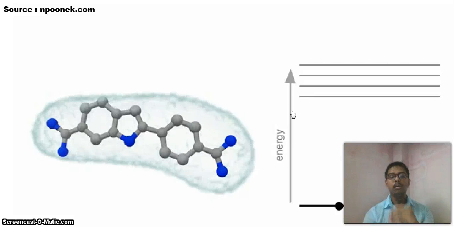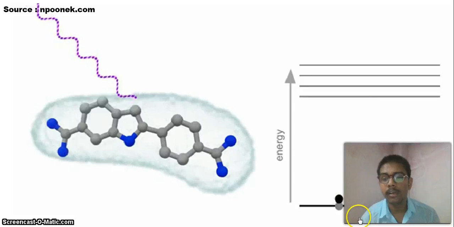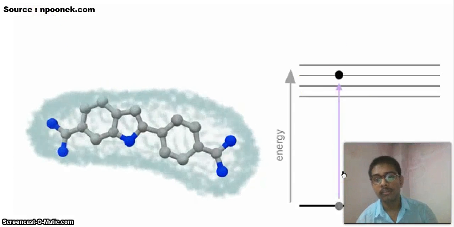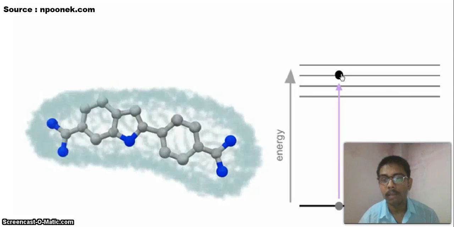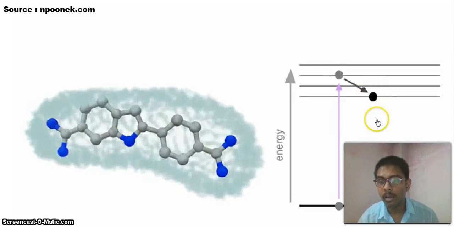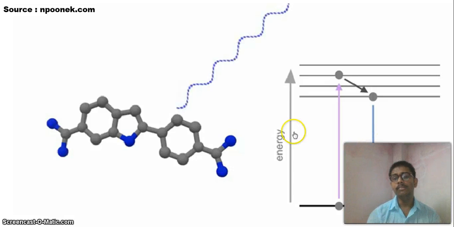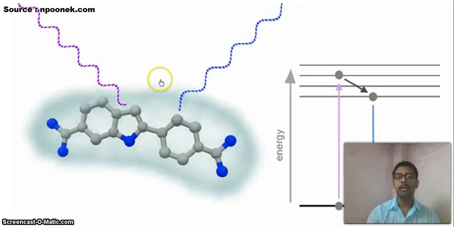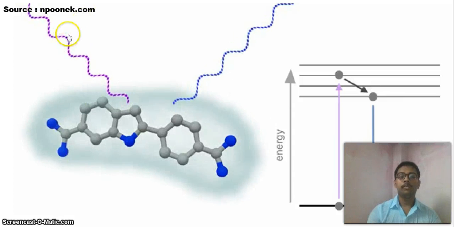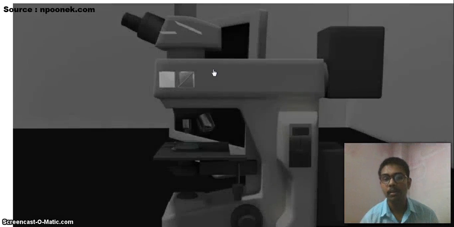Now look at the phenomenon of fluorescence at the atomic or molecular level. This is the electronic energy level, this is the ground state, and this is the excited state. The electron is excited on absorbing light, then it undergoes relaxation and comes back to the first excited state, and then from the first excited state to the ground state. Now look very carefully, the emission light is always higher in wavelength as compared to the excitation light.